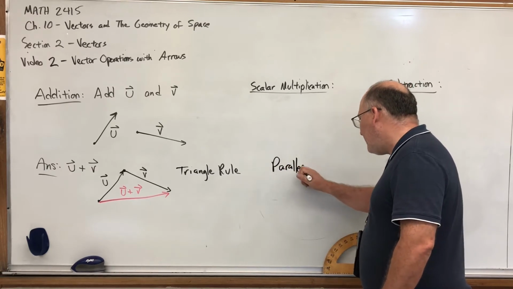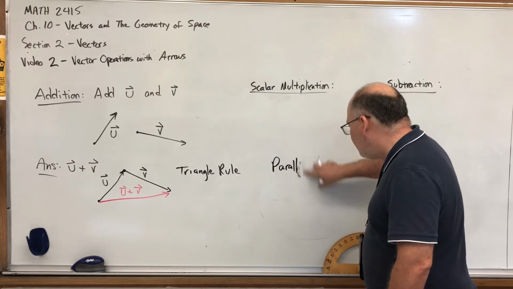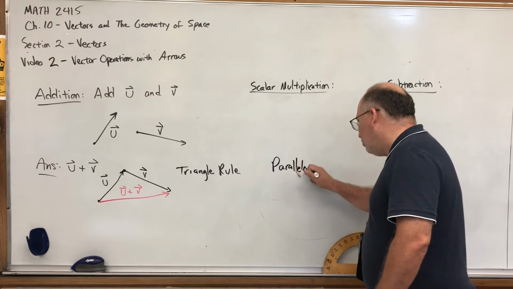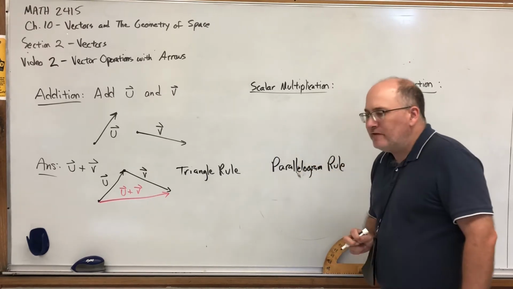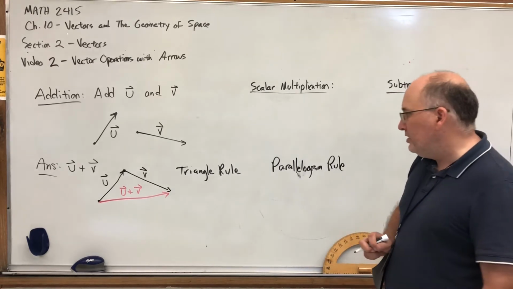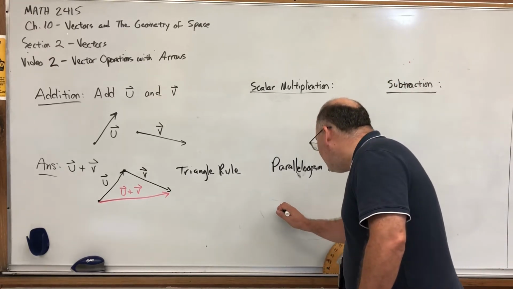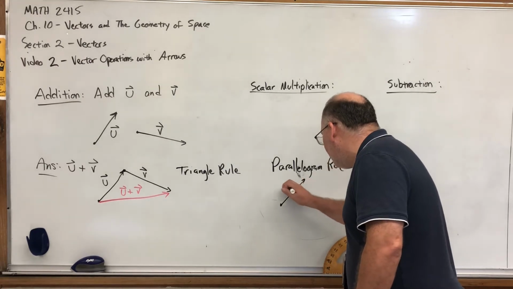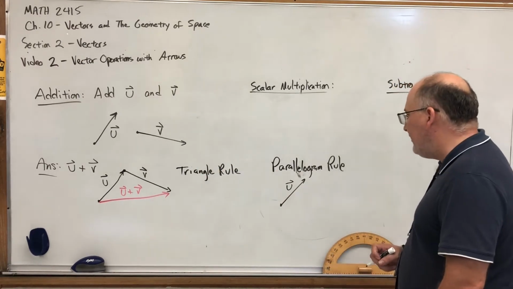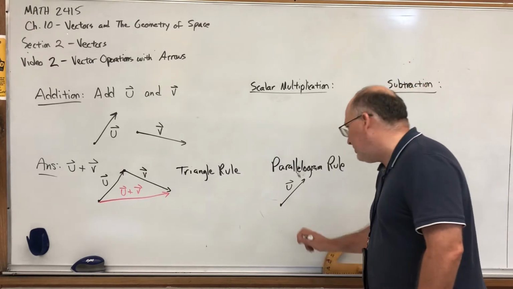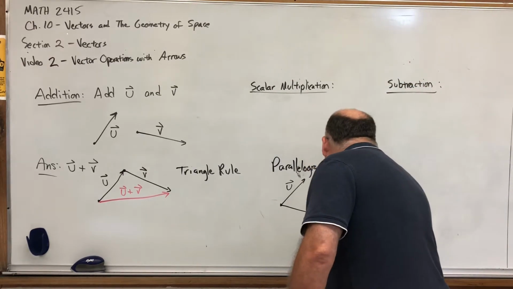The parallelogram rule is when you have two vectors but they have the same initial point. For example, let's say we had vector u, which again I'm trying to make it as consistent as possible with that one, and we also have vector v, but vector v initiates from the same initial point. So right about here.